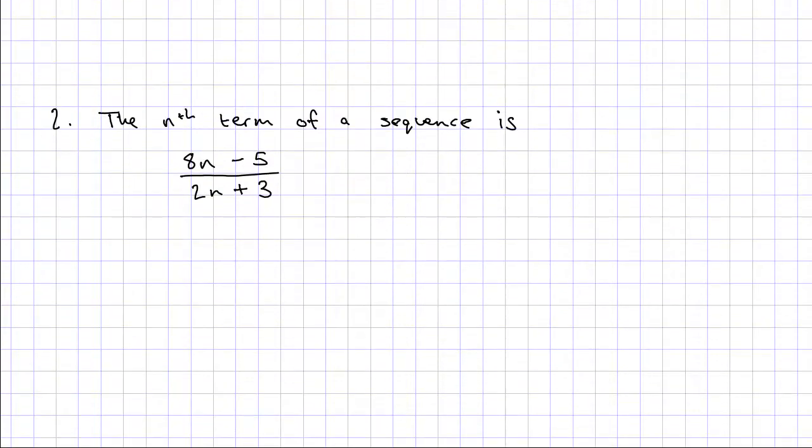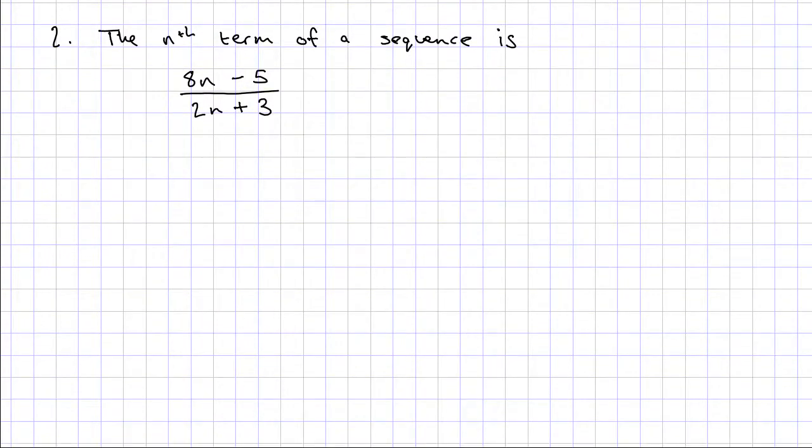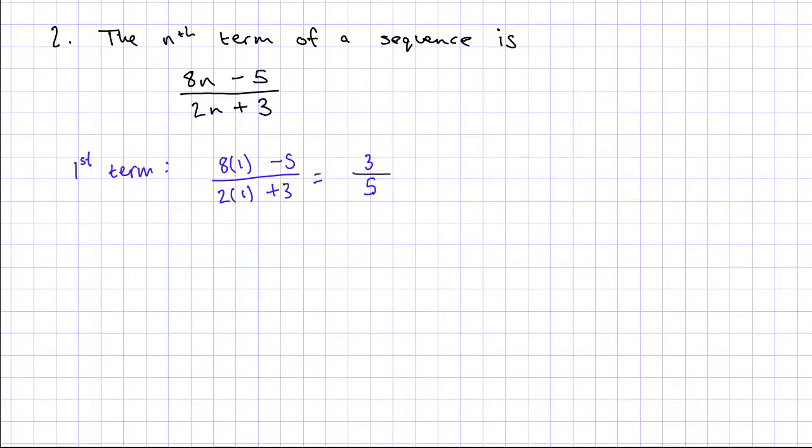So we've got here the nth term of a sequence is 8n minus 5 over 2n plus 3. Again, I'll start the same way. So I'll find the first term. First term is 8 times 1 minus 5 over 2 times 1 plus 3. And that gives me 8 take away 5 is 3, and 2 plus 3 is 5. So 3 over 5 is the first term.